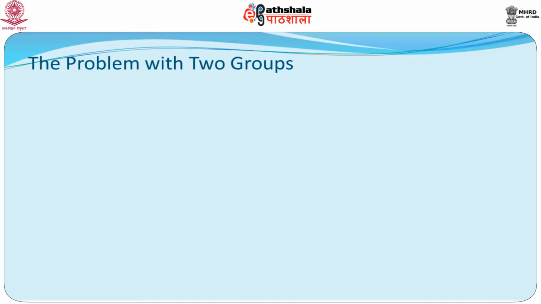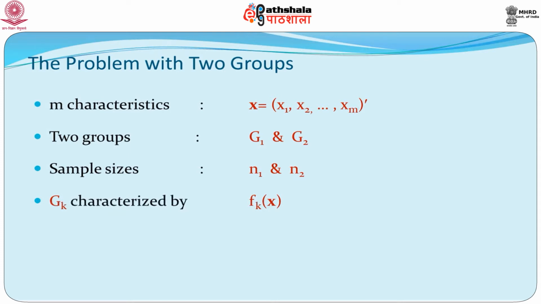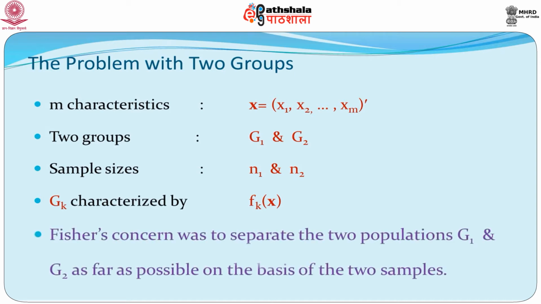So, we begin by looking at the problem with two groups. We have m characteristics, x is a vector x1, x2, up to xm, these are the characteristics of an individual, and we have two groups G1 and G2. The sample sizes from each of these two groups are n1 and n2 respectively. The kth group Gk is characterized by the probability function fk(x).